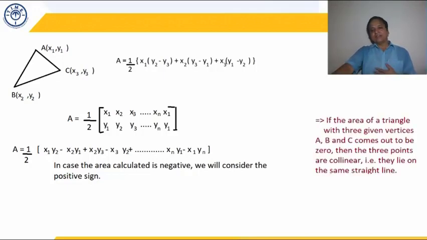If the area of a triangle with the given three vertices A, B, C comes out to be 0, this implies all the 3 points lie on the same straight line. That is, the points are collinear, because a triangle cannot be formed from 3 points on the same straight line. So if the area comes out to be 0, it implies that the points are collinear.